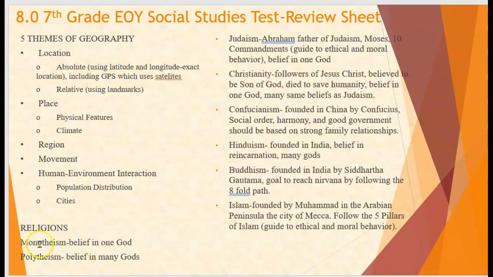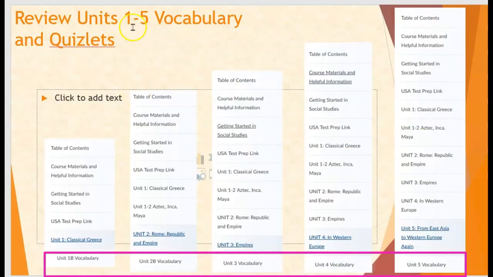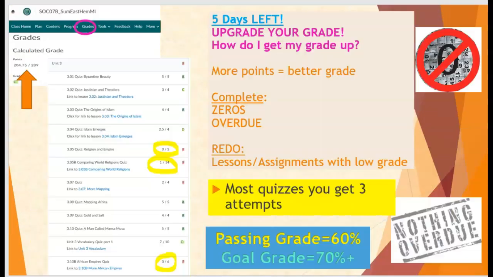Religions, we talked a lot about religions, monotheism, polytheism, Judaism, Christianity, Confucianism, Hinduism, Buddhism, Islam. Okay, so review through this. Don't forget to read pages 615 to 621. Review your vocabulary. Go back to each unit's vocabulary, unit 1, 2, 3, 4, and 5. Check the vocabulary there. And then just skim through your book. Look at everything you have learned this year. Lots and lots of stuff.